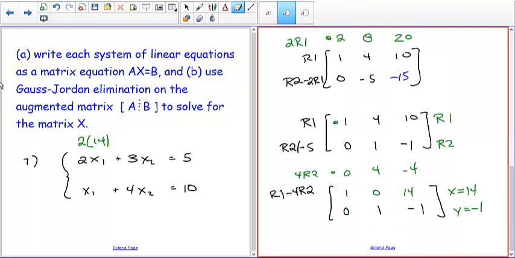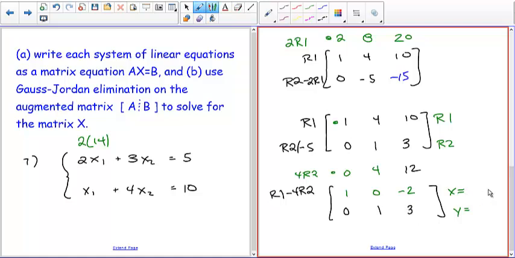So then if we divide negative 15 by negative 5, we get positive 3. Okay. And then if we take 4 times this, we'll get 4, and we'll get 12. And then if we take row 1 and subtract 4 times row 2, we'll get negative 2 here. I was surprised that was 14. That didn't seem quite right. So I should have thought about that. Okay, so what you get is y equals 3, x equals negative 2.